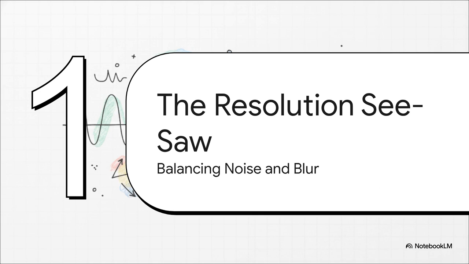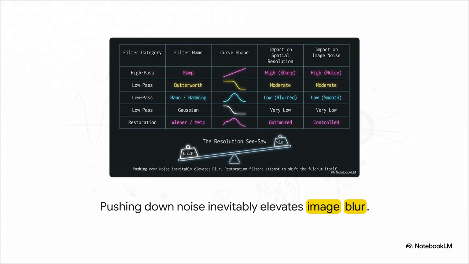Let's move to part 5, the resolution seesaw. Okay, so our hardware physics gives us blur, and our software math gives us ripples. How on earth do we get a usable image out of this? It all comes down to the resolution seesaw. Everything in modern image processing relies on this delicate balance.